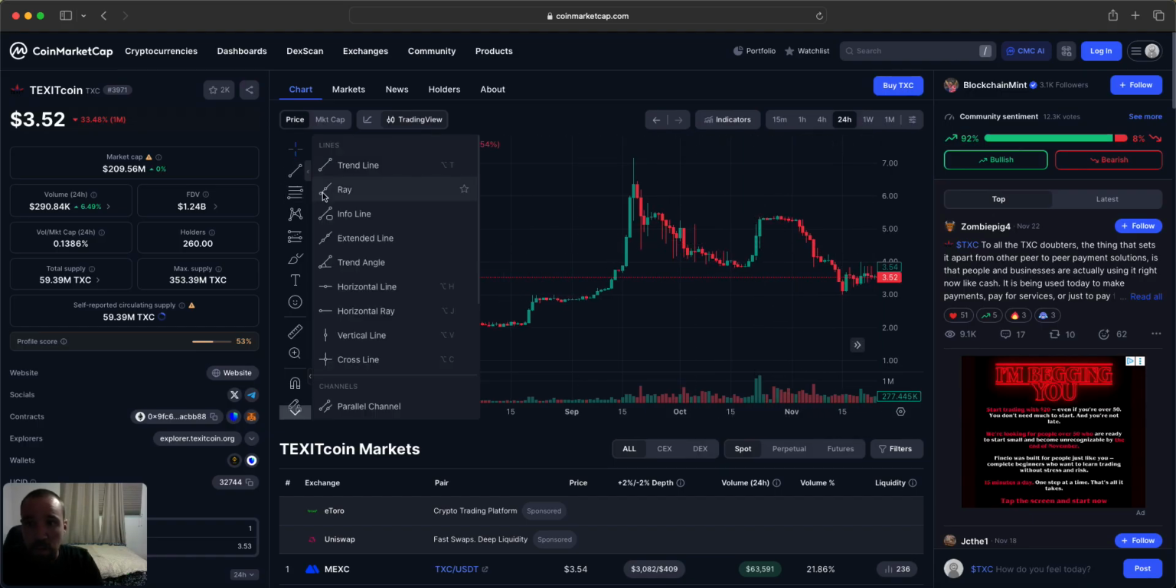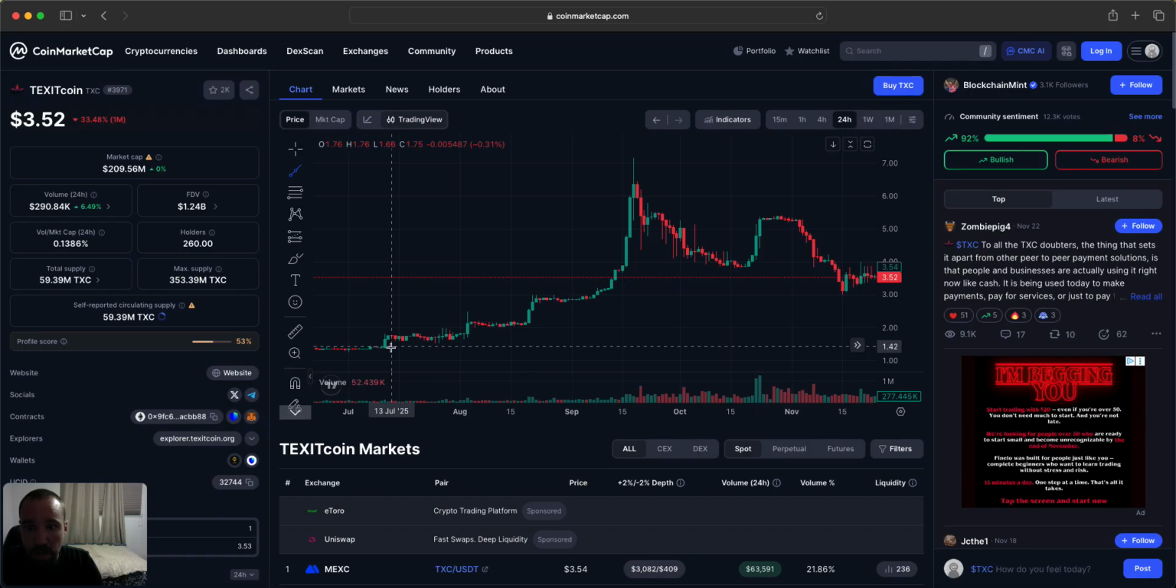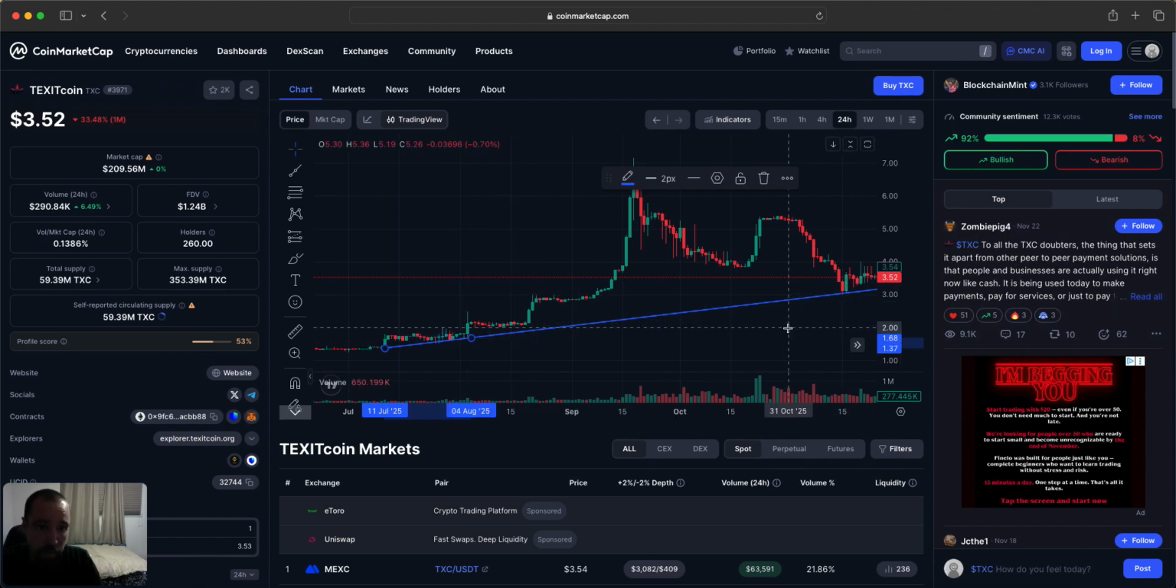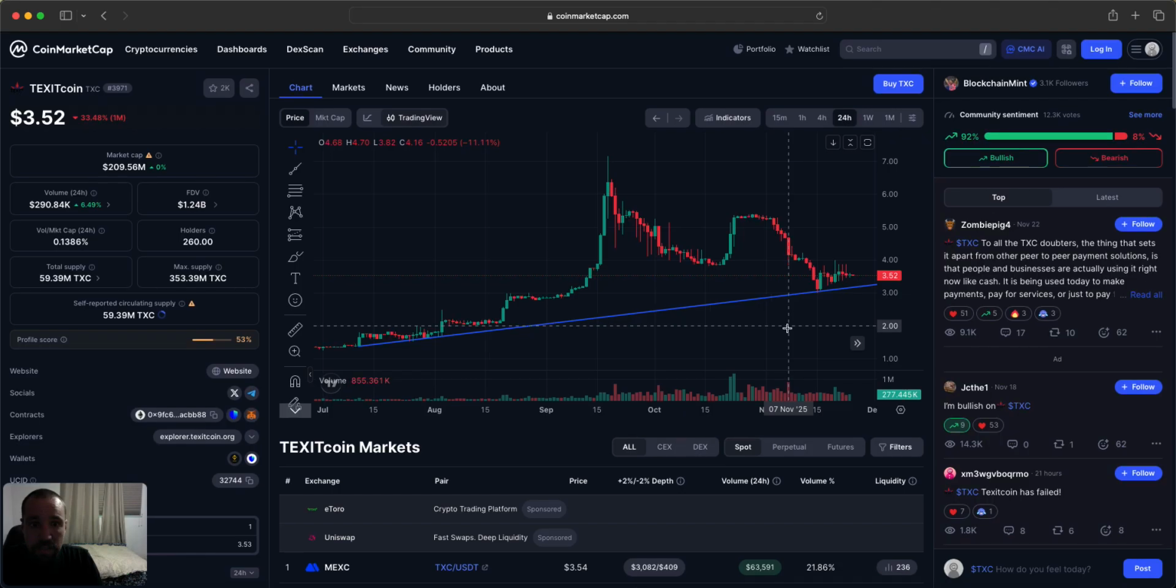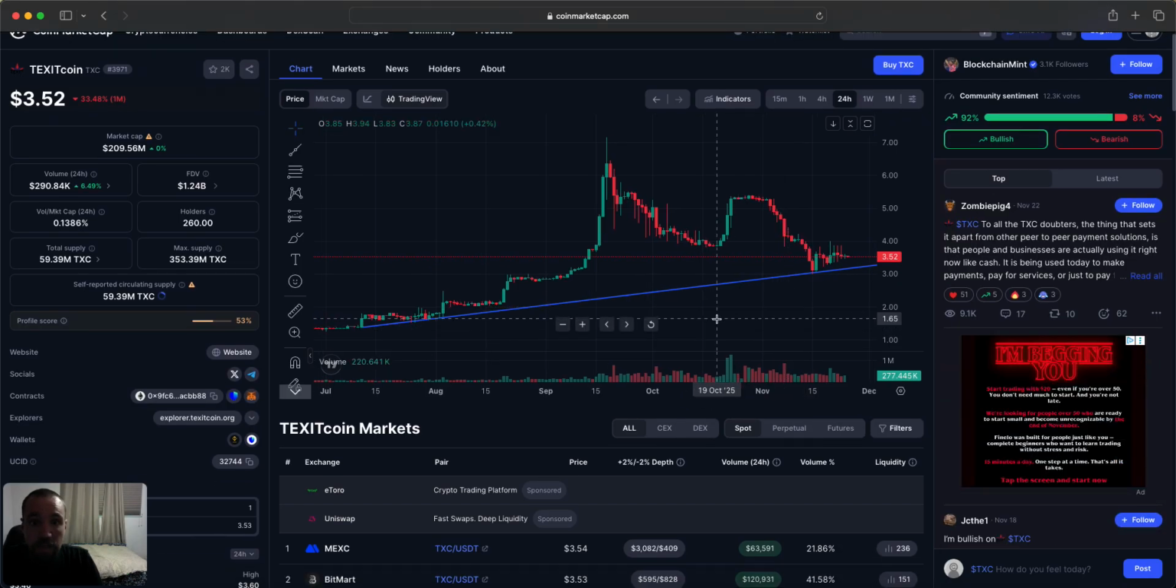So, we have to redraw these. We're going to do the ray just because we're here. So we picked that point, and we see we were supported there, and we're just supported here. So what is the top end of this and the resistance to this trend that could create us a breakout?